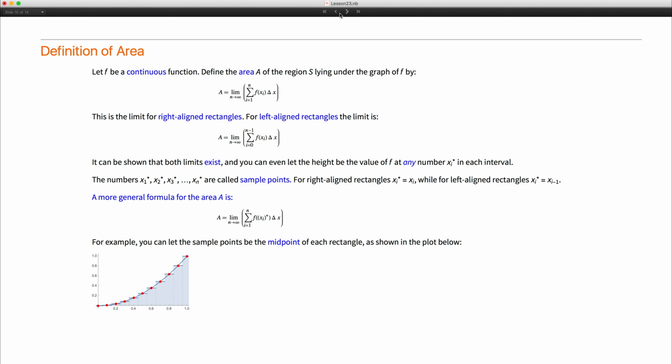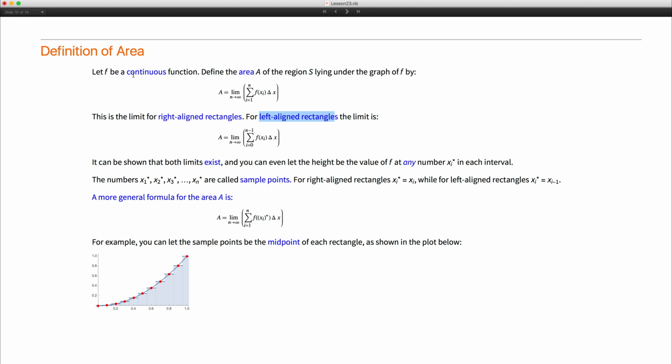Okay, so now we can make a formal definition of the area. The area under a curve is defined to be the limit of the sum of the areas of the rectangles. Now that's the case for right-aligned rectangles, because you're working with f at x_i. But if you want left-aligned rectangles, then you get almost the same expression, but now you start at 0 rather than starting at 1.